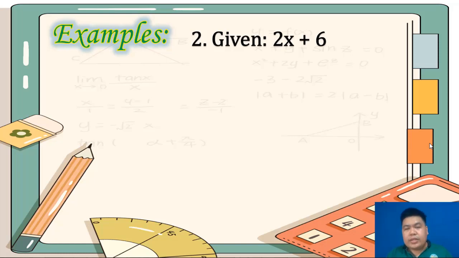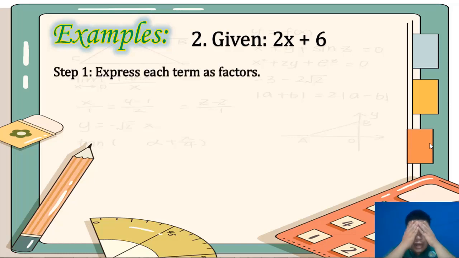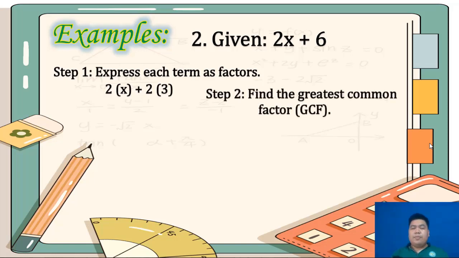We have the given 2x plus 6. Now, let's have the step-by-step procedure. Step 1, express each term as factors. First, the factor of 2x, which is 2 and x. Then the factor of 6, which is 2 and 3. Now, let's have the second step. Find the greatest common factor, or the GCF. What will be the greatest common factor of the two terms? So, yes, the GCF of the two terms is 2.